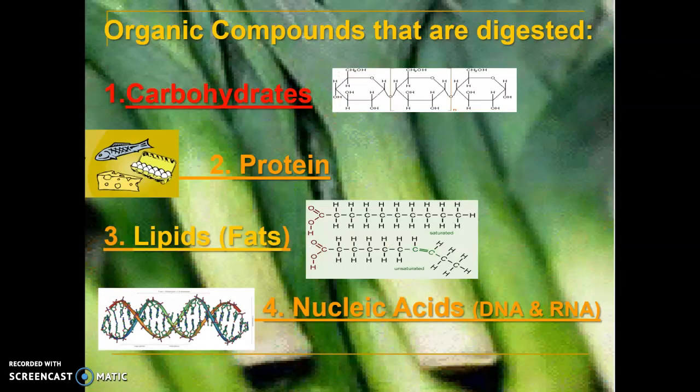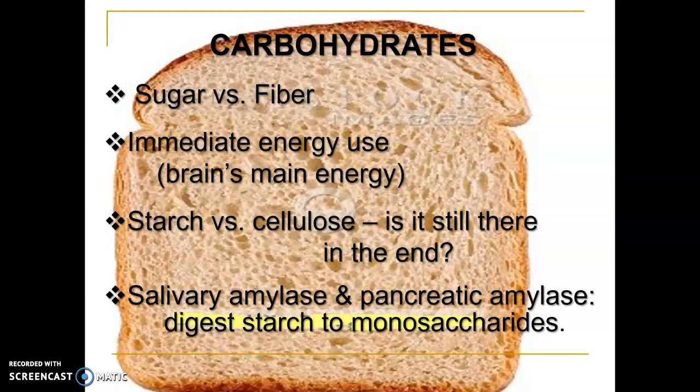Okay. Organic compounds that are digested. Remember freshman biology again. Carbohydrates, proteins, lipids, and nucleic acids. Those are organic compounds, and they're all digested by your body. It's amazing. All right, carbohydrates. We have sugar versus fiber.